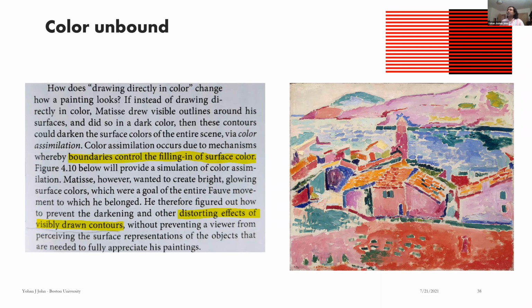So you have this situation. How does drawing directly in color, this is from the book, change a painting? So Matisse drew visible outlines around the surfaces and did so in a dark color. If he did that, then the contours would be darkened. But color assimilation occurs due to mechanisms whereby boundaries control the filling in of surfaces. But Matisse wanted to create bright, glowing surfaces. So let the visual system do the boundary creation. And then what you get to present is what gets filled in.